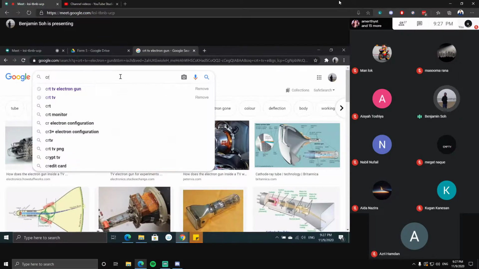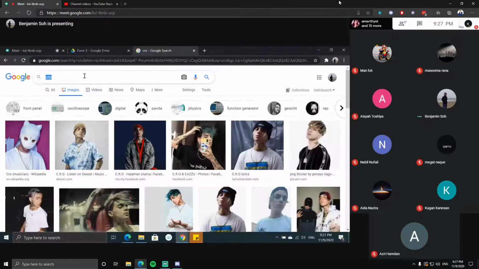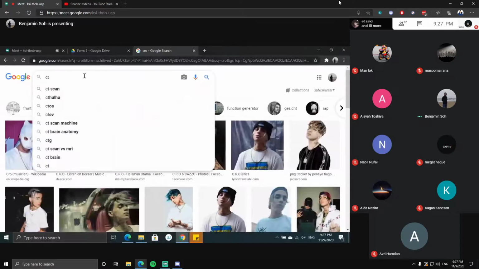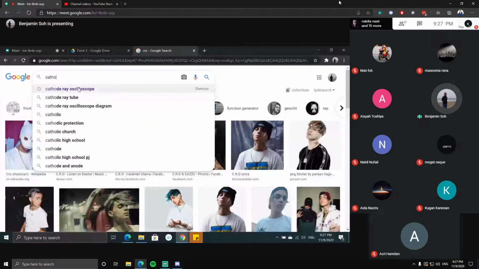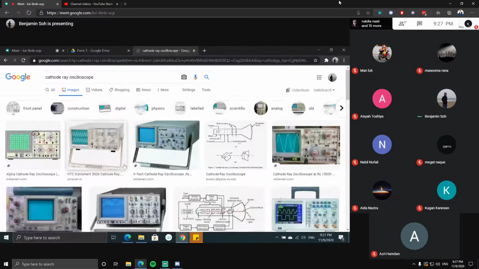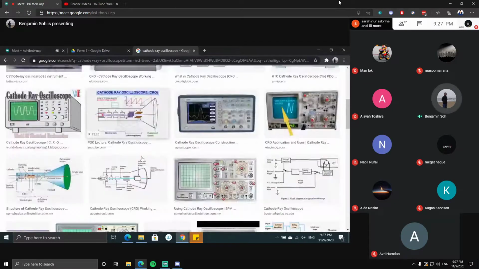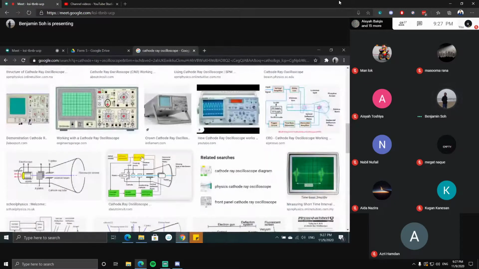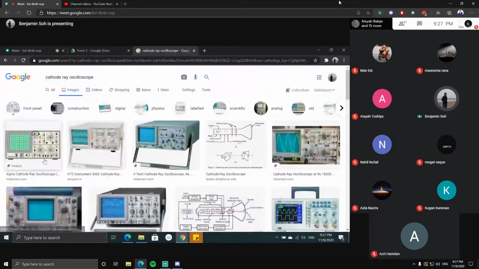Okay, I want to show you the CRO. Sorry, oscilloscope. This machine here should be more advanced now, but this is the one that you're going to use and learn. A lot of buttons here and there.